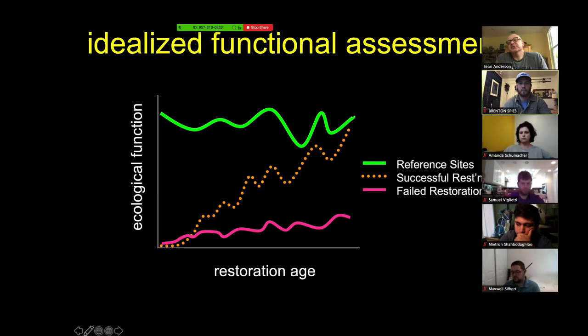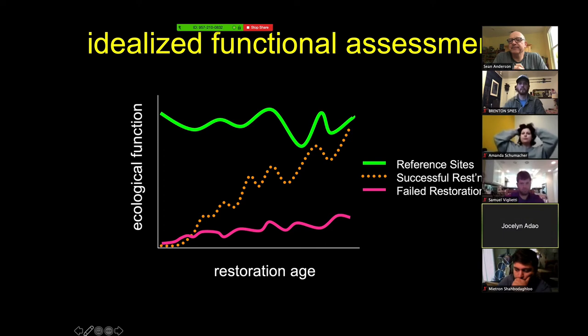We can say, it's only been 3 years and we don't know yet, but it looks like we're on the right track. Or alternatively, oh my gosh, it's 3 years in and we see no evidence of heading towards that functional equivalency. And so that might motivate us to modify, to adapt our management, to do something else, to put more water on the plants, whatever the case may be.